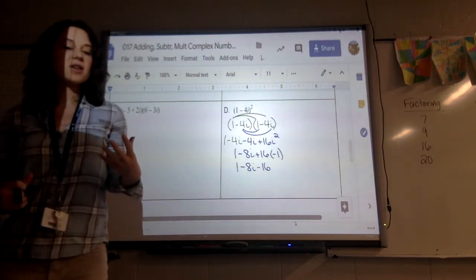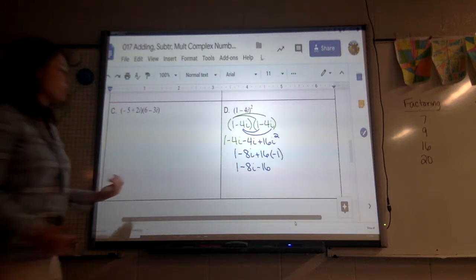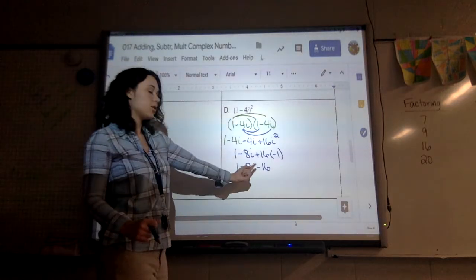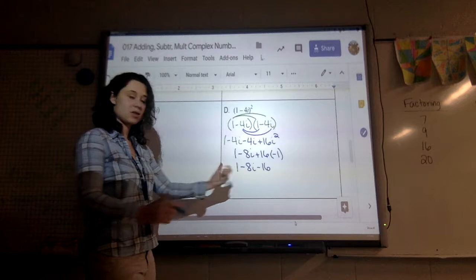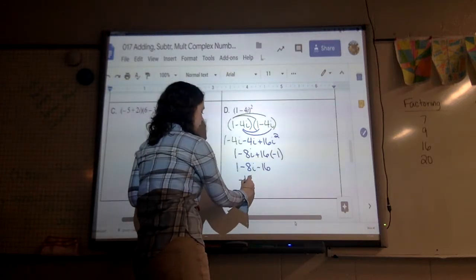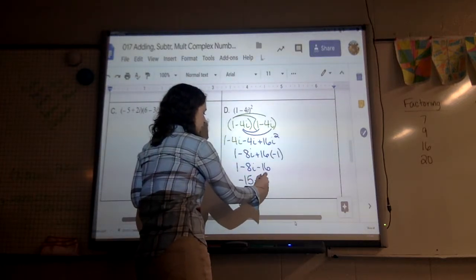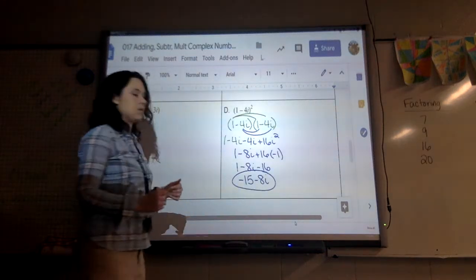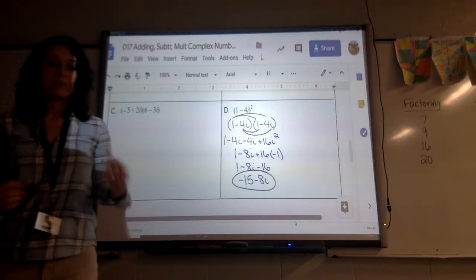And my very last step, I now have two like terms that I can put together. 1 and -16. Well, 1 minus 16 gives me a negative 15 minus 8i. And then you're done right there.